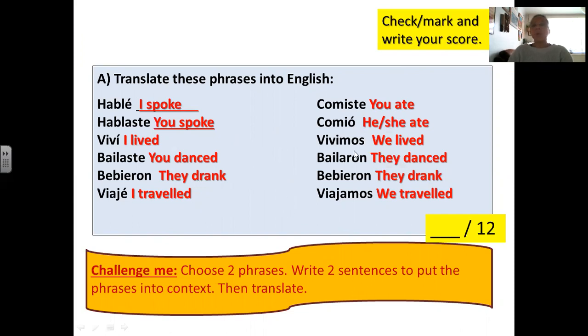Okay, so for example, ayer comiste patatas fritas y una hamburguesa. Or vivimos en Inglaterra por muchos años. Okay, or mis hermanos bebieron Coca-Cola anoche. Okay, so just take 2 phrases and write 2 sentences.